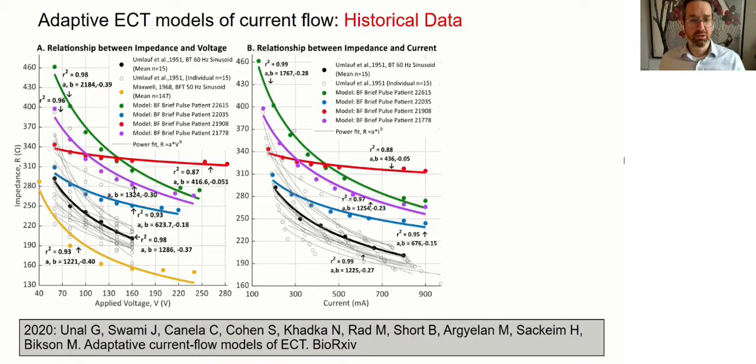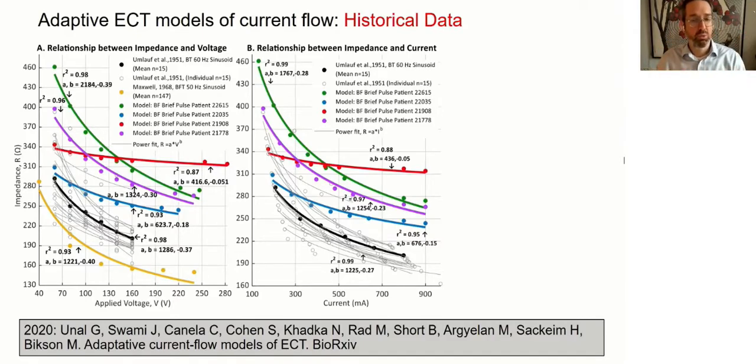We've done more. We can look back at historical data. So what's being plotted here first is data collected by Umlauf and colleagues and Maxwell and colleagues. This would be 70 years ago at this point. And what they did is they applied ECT to subjects, but they decreased the amount of current and or voltage that they were applying. And so you can see on the x-axis that the current and voltage is being decreased, and impedance, and this is dynamic impedance, is being recorded.